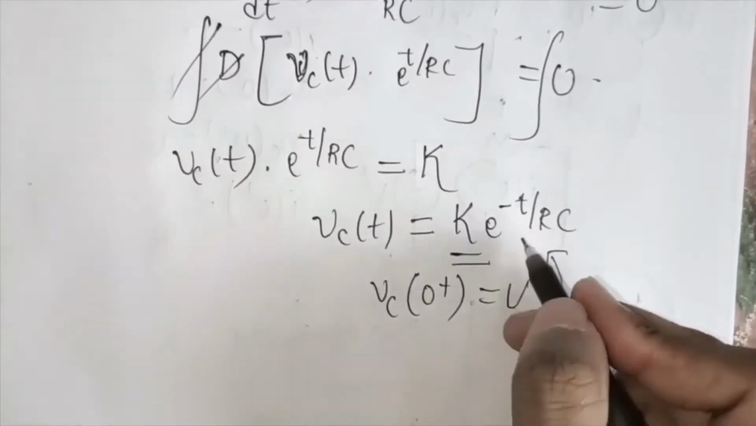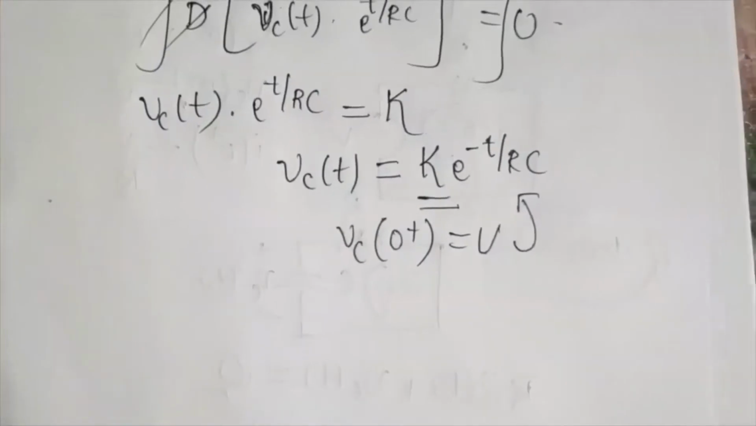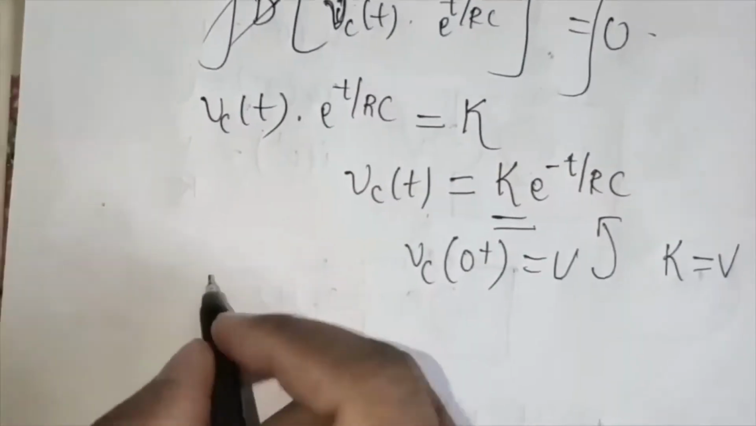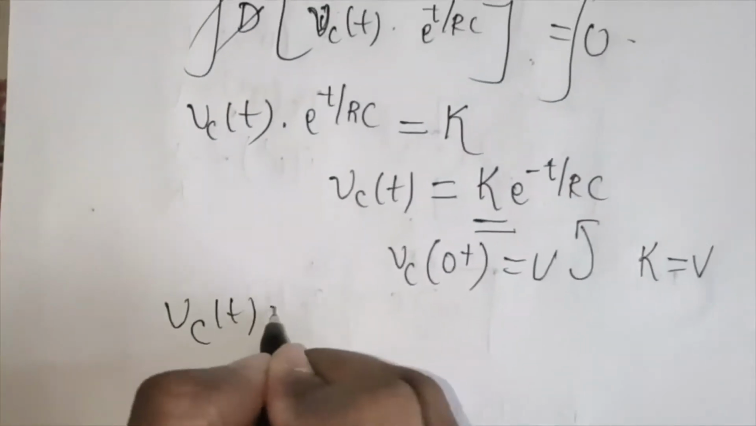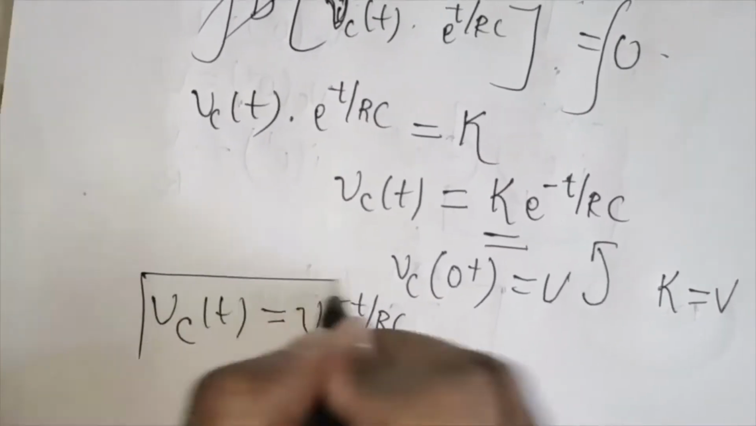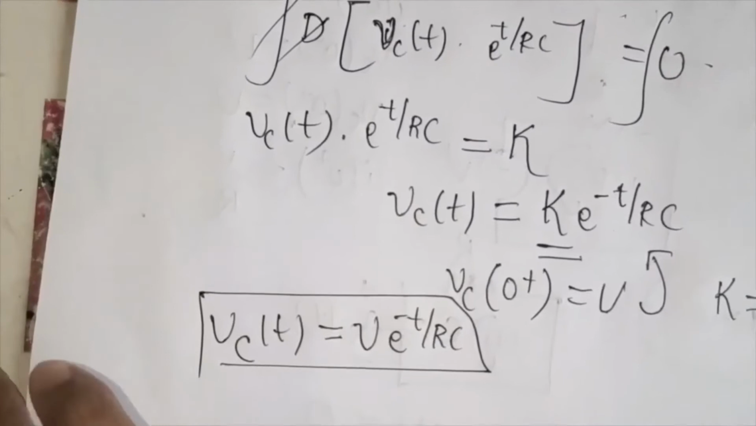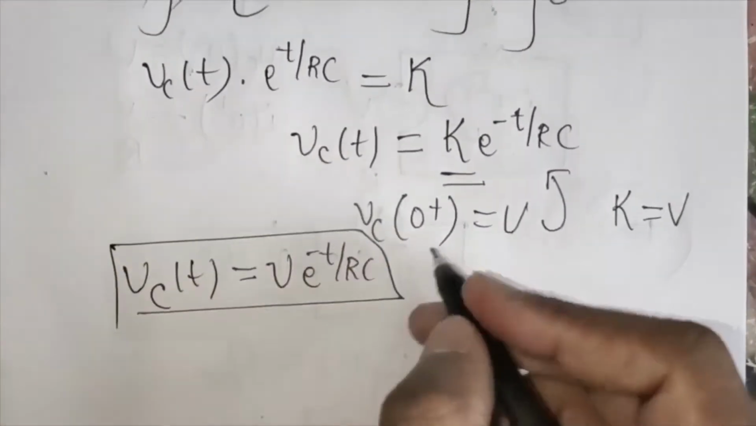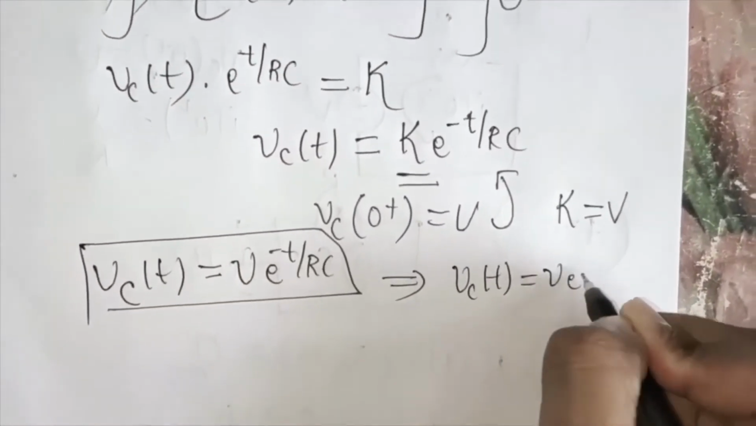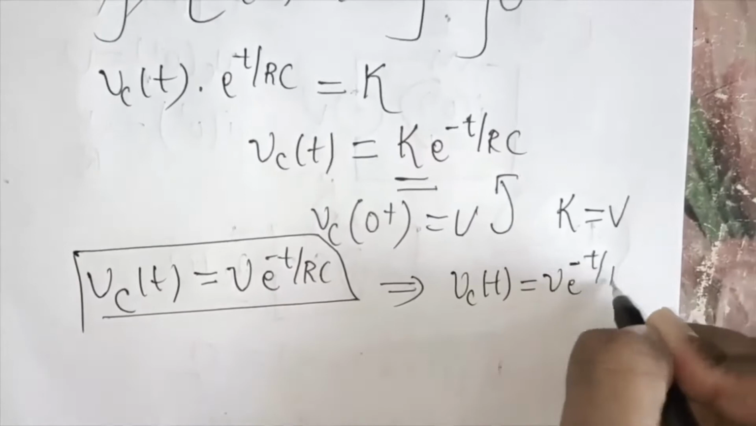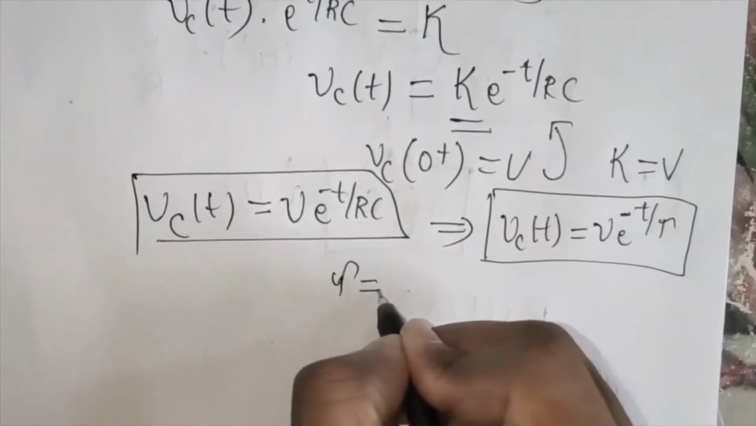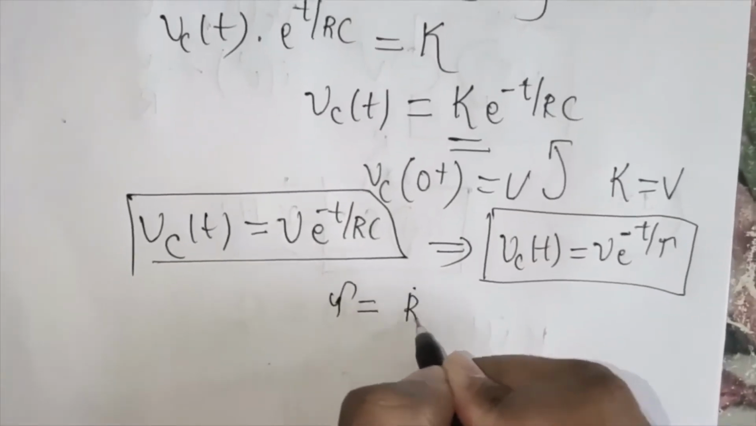So if I substitute the above expression, then the k value I'll get as V. Therefore Vc of t is equal to V into e power minus t by RC. This is the expression for Vc of t. I can write this as Vc of t is equal to V into e power minus t by tau, where tau is the time constant of the series RC circuit, which is RC.